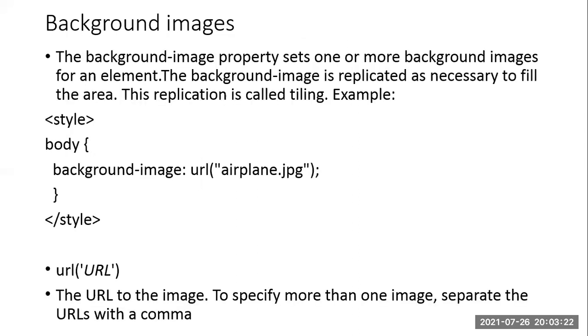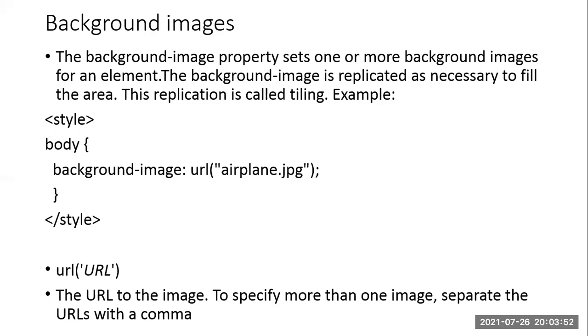Then the next one that we have is the background image. If you want to display an image as a background, and on top of it we need certain text, that can be done with the help of this background-image property that we specify in CSS. Then we have to give the URL of the image, specifying the absolute path or the relative path. So we need to give the image name with its extension.